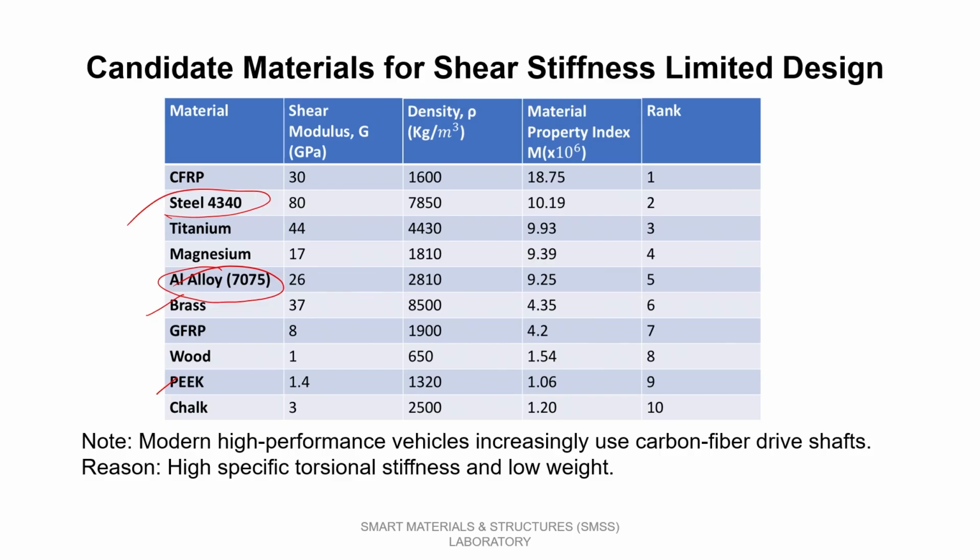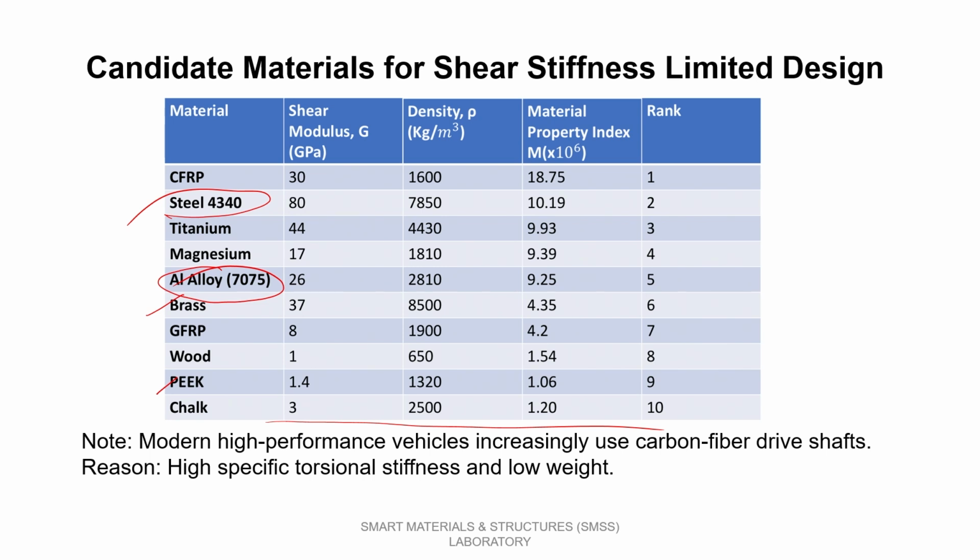Whenever you are changing from shaft to the vertical wave, immediately steel comes into the picture, and then titanium. Magnesium alloy comes below that, then aluminum alloy. Brass comes after it, but brass we hardly use. Then GFRP becomes another interesting one, and wood is there, PIC is there, chalk is just for your idea of where the ceramic materials are placed.